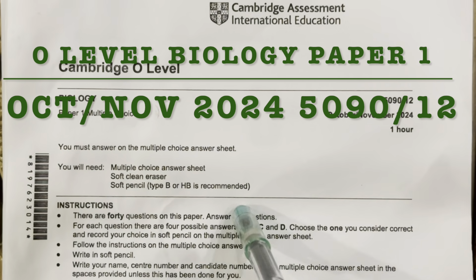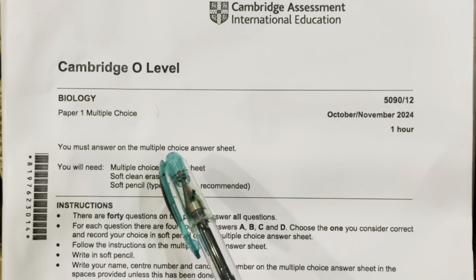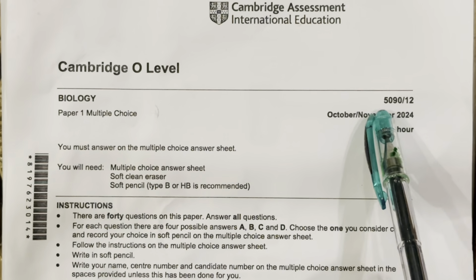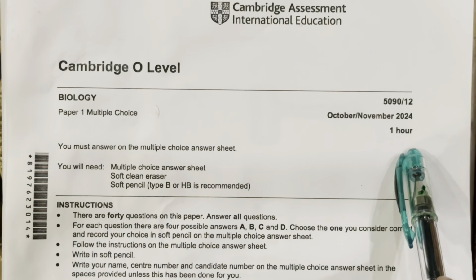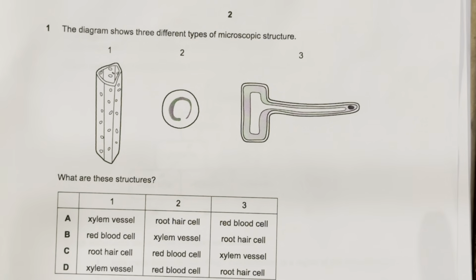Bismillahirrahmanirrahim. Today we are going to solve Cambridge O-Level Biology Paper 1 multiple choice questions. For the session of October-November 2024, we have the subject code 5090 and the variant of this paper is 12. We have 1 hour allocated for this paper and this paper carries 14 marks. So we're going to start our question paper from question number 1.